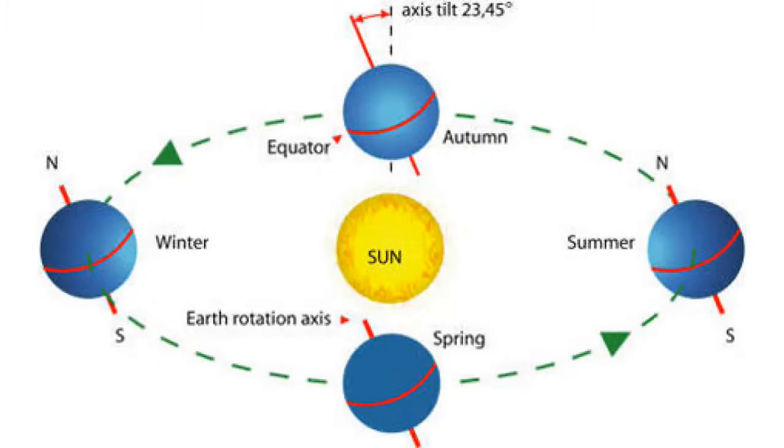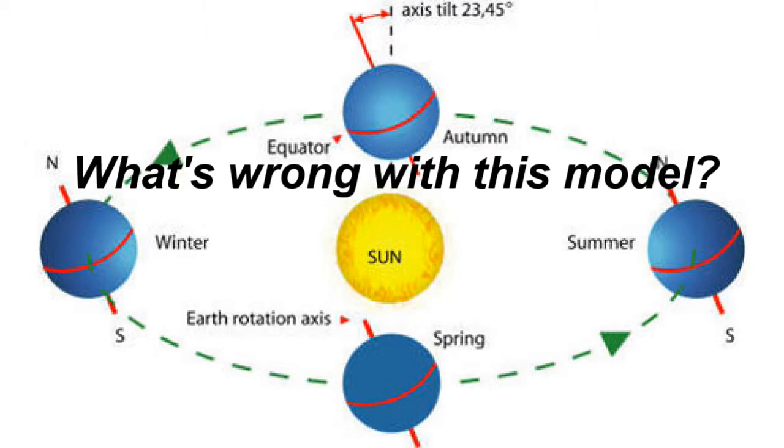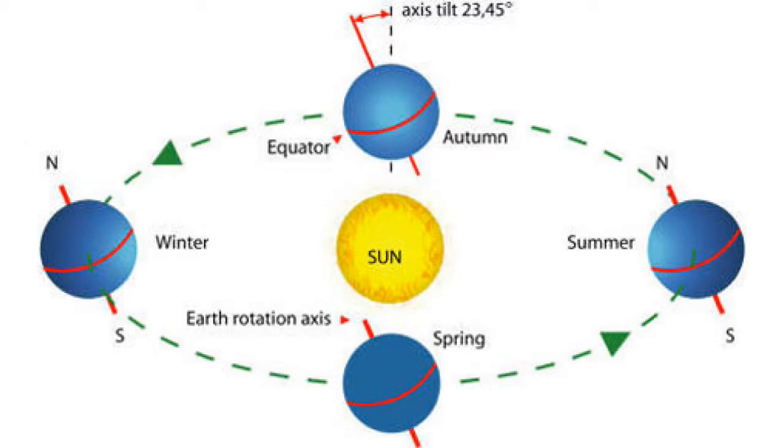Here is another model that is used quite often in science classes. It shows the orbit of the Earth around the Sun. It shows the tilt of the Earth, and it is frequently used to explain the causes for the seasons. Take a look at this model. What's wrong with this model? This model has several issues. Most of them have to do with scale. This model is simply not drawn to scale.